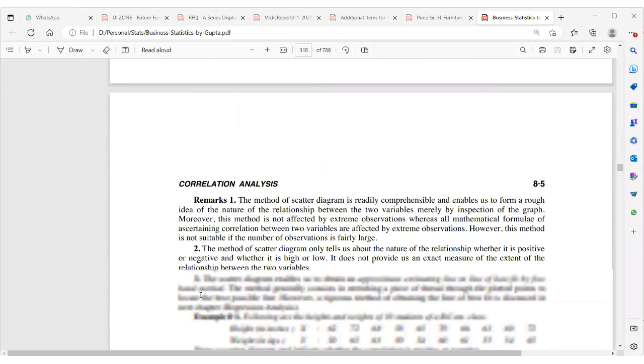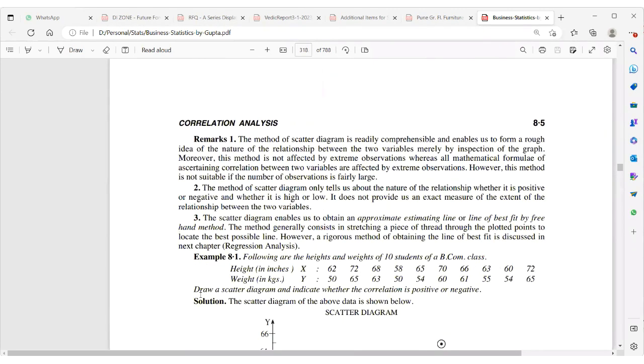Is that clear, beta? Any doubt? Any doubt, beta? Is that clear? Scatter. Let me do further.